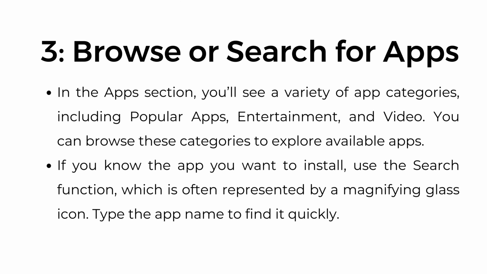Step number 3. Browse or search for apps. In the Apps section, you'll see a variety of app categories, including popular apps, entertainment, and video. You can browse these categories to explore available apps. If you know the app you want to install, use the search function, which is often represented by a magnifying glass icon. Type the app name to find it quickly.